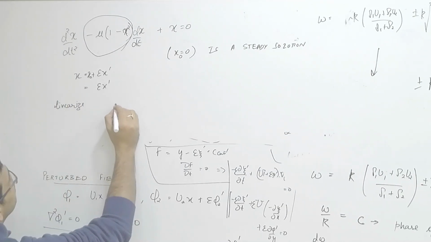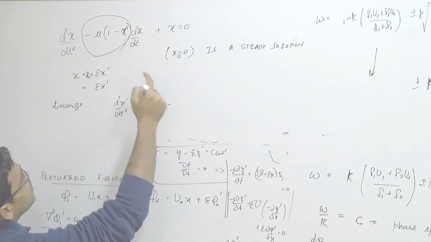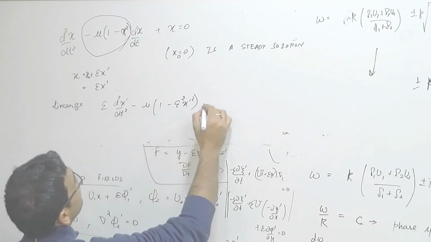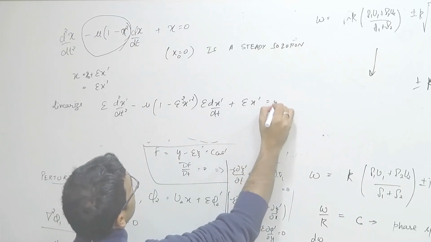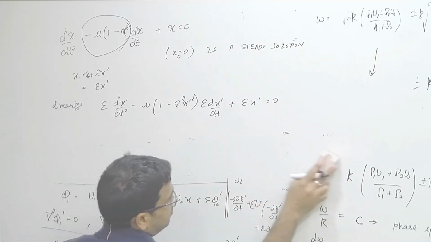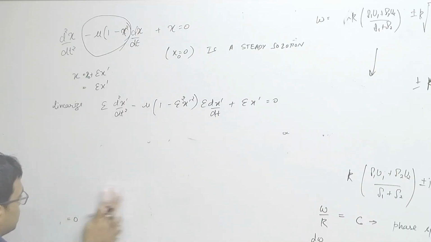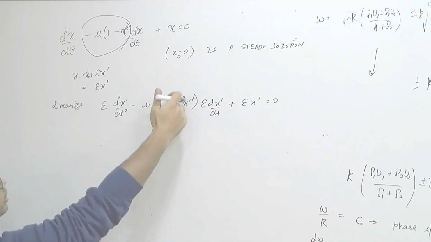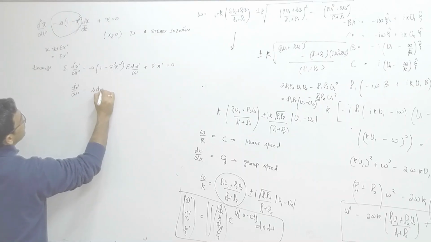What do you get? d2 x prime by dt square minus mu into 1 minus epsilon square x prime square, times epsilon dx prime by dt, plus epsilon x prime equals 0. Linearize this, you can drop this term, and what will you get? d2 x prime by dt square minus mu dx prime by dt plus x prime equals 0.